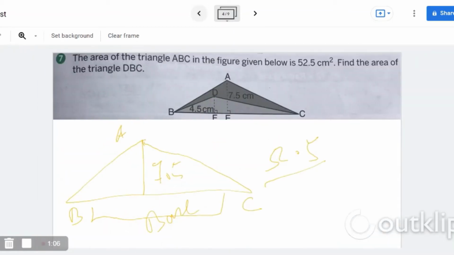Now the interesting thing is, see here, the base of the bigger triangle is 14 and the base of the smaller triangle is also BC. The bigger triangle's base ABC is BC. The smaller triangle DBC is also BC. So the base of both the triangles is the same. Now what have you got as the base? The base is 14 centimeter. Now taking this base, the height is already given as 4.5 centimeter. Okay, you can see it out here. See, the height of the small triangle is 4.5 centimeter.